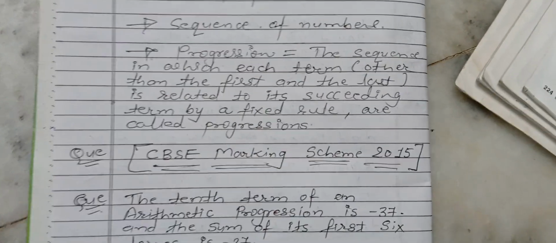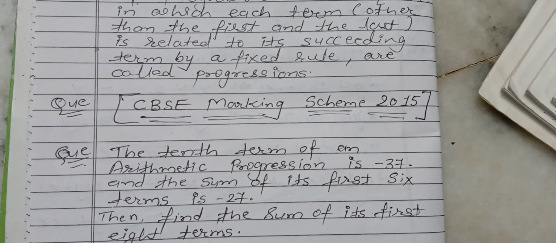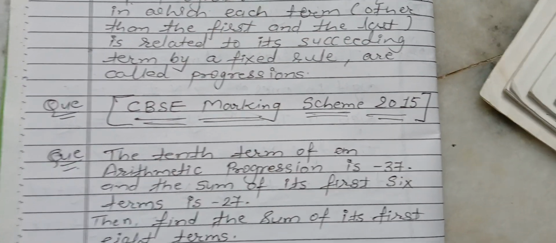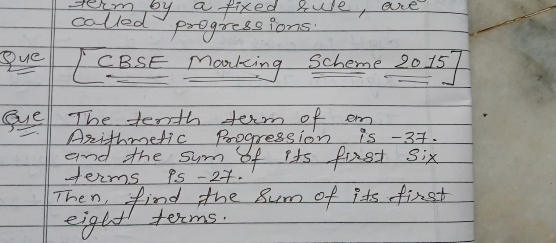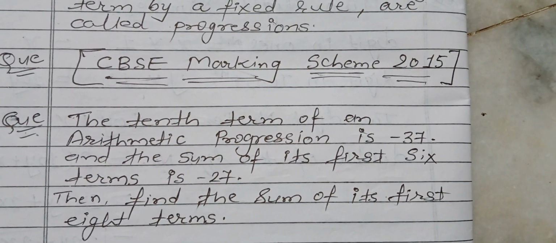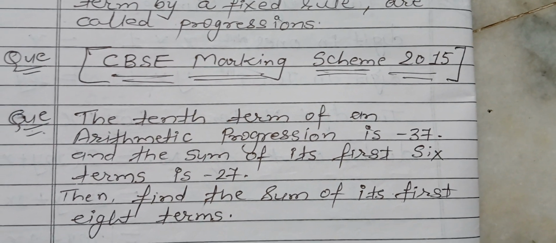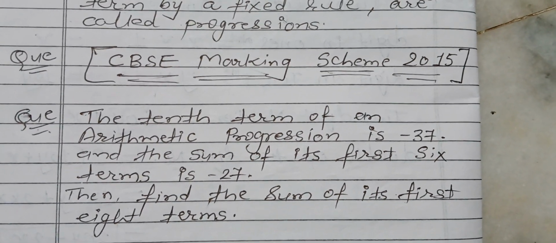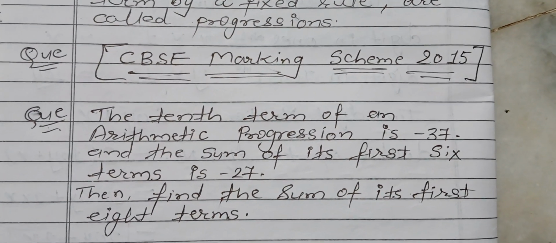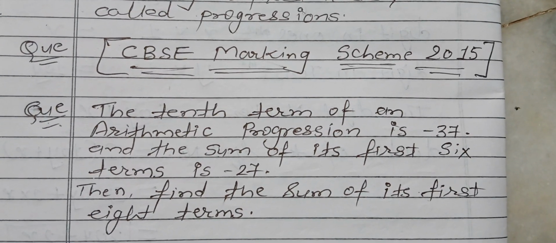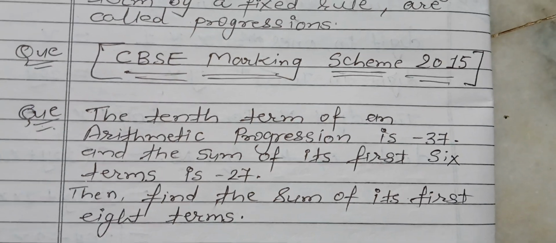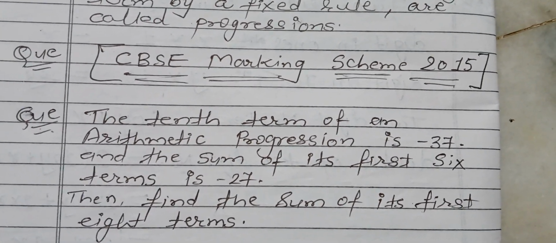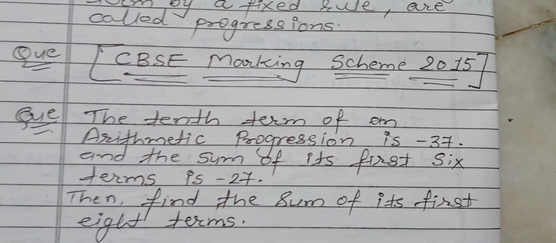Now in today's video what we learn is one question from the CBSE marking scheme 2015 batch. The question is, the 10th term of an arithmetic progression is minus 37 and the sum of its first 6 terms is minus 27. Then find the sum of its first 8 terms. So what is given in the question to us? First is the 10th term of the arithmetic progression. So one fixed term, the 10th term, is given, that is minus 37.